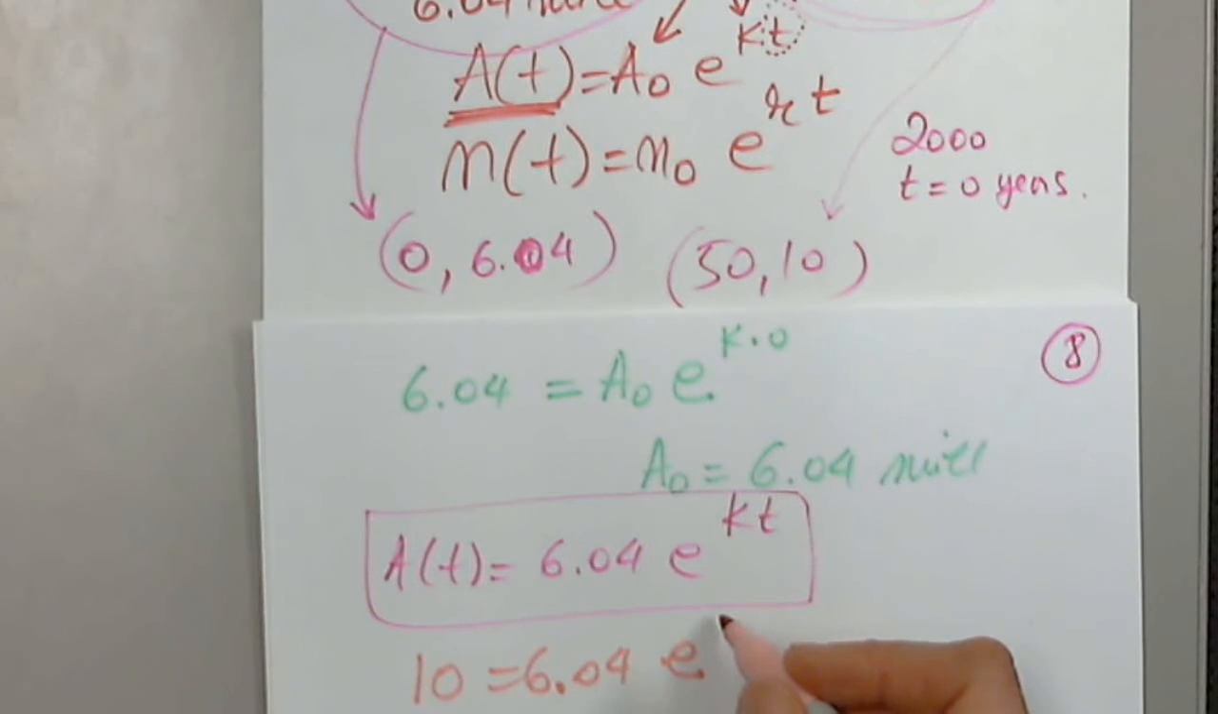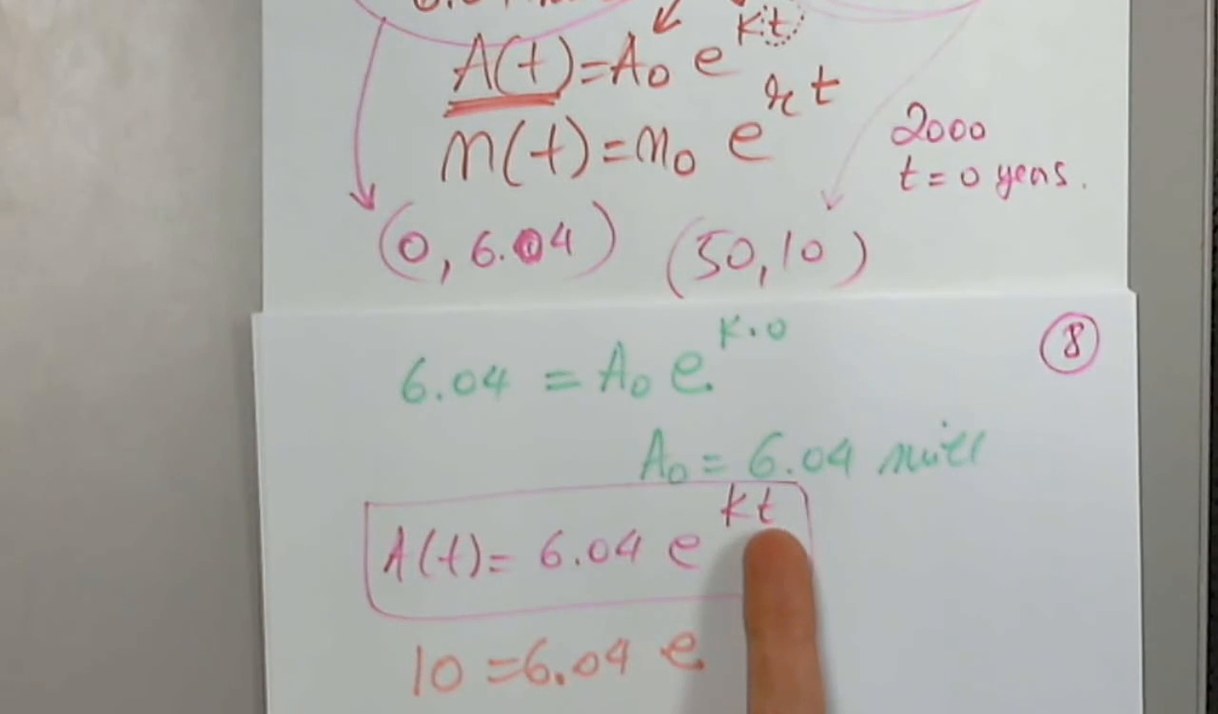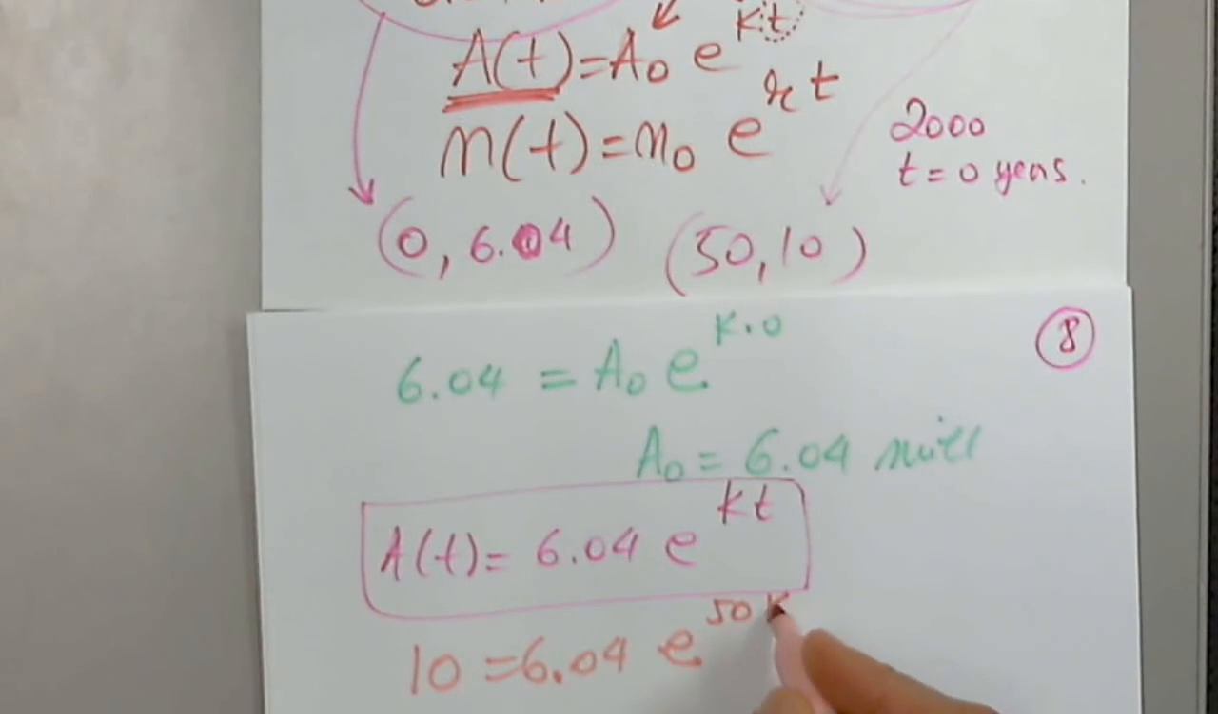K times, yes. Good. 50. Exactly. If I plugged in 10 here, I have to plug in 50 here, because they have to come from the same ordered pair.